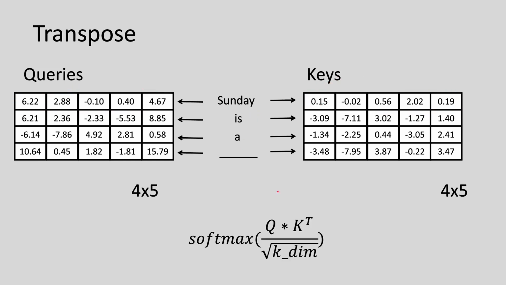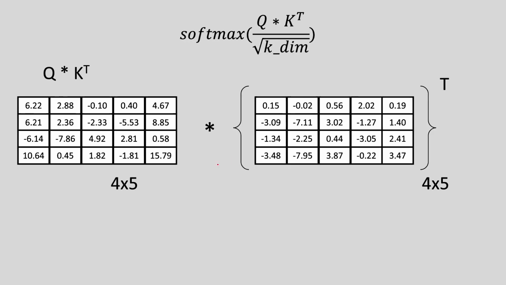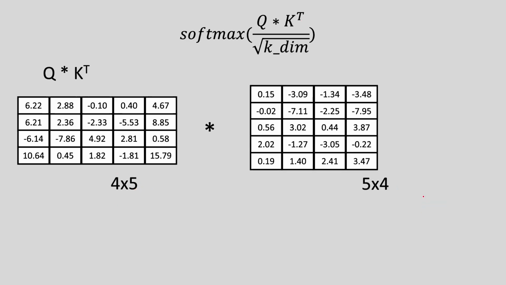Now you apply this formula as we have already talked about. We'll take the 4 cross 5 of queries as it is, and we are going to do a transpose of the keys. This is queries, and this is keys, but you are taking the transpose of that, because in the formula you have to take the transpose of keys. So this will remain 4 cross 5, and this will become 5 cross 4. Why? Because we are doing a transpose.